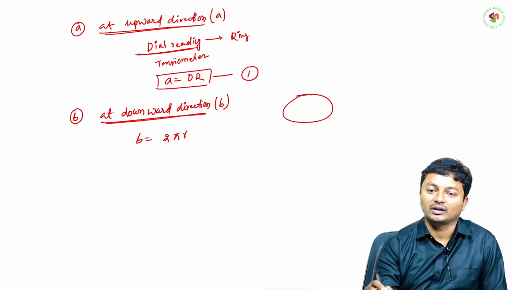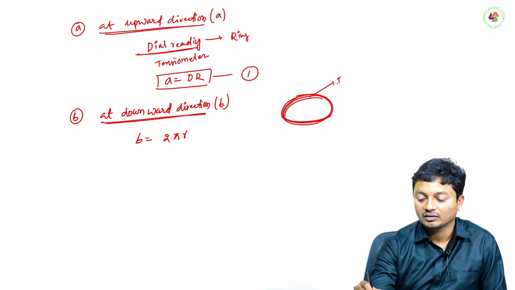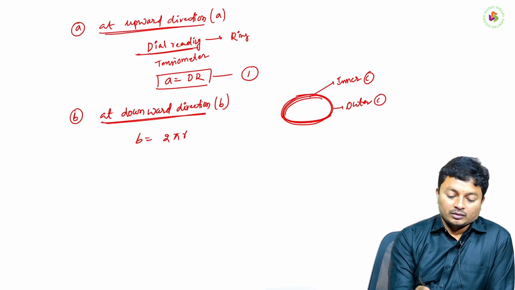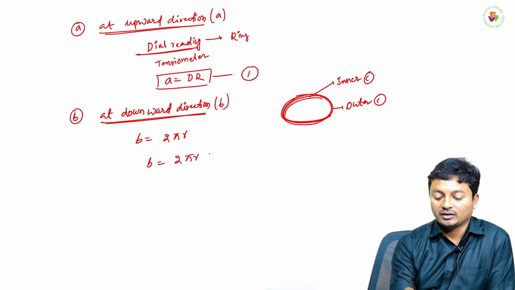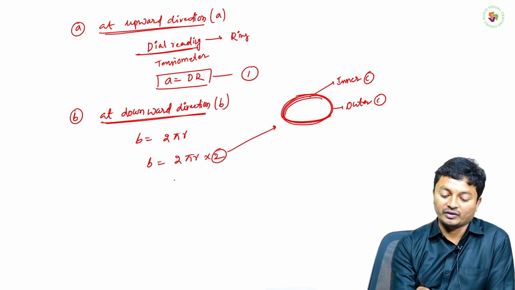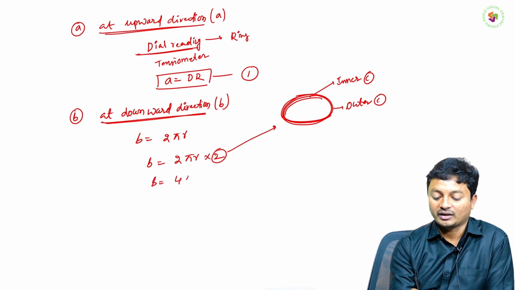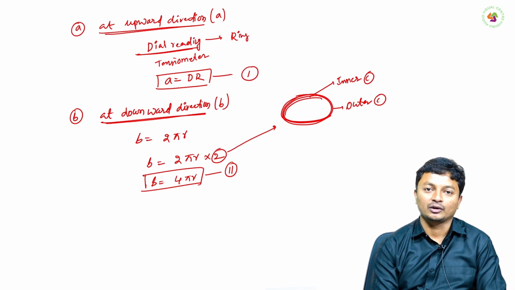As we know that the ring will contain two circumferences. This is the inner circumference and this will be the outer circumference. Hence this can be written as 2 pi r into 2. This 2 is from the two, inner and outer circumferences. So finally this can be written as 4 pi r. This is considered as equation number 2.